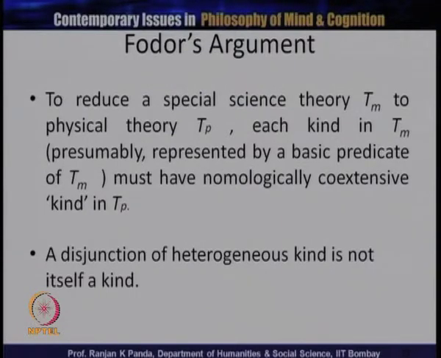a kind in TM, presumably represented by a basic predicate, must have a nomologically coextensive kind in TP. So, this is important: you have to talk about theory, and you know there are laws in the theories. Fodor is interested in what kind of mental theory we have and what kind of physical theory we have. Now, are these two theories connected with each other? If they are connected, what are the laws that connect these two kinds of theories, or what kind of laws try to bridge the gap between the two?